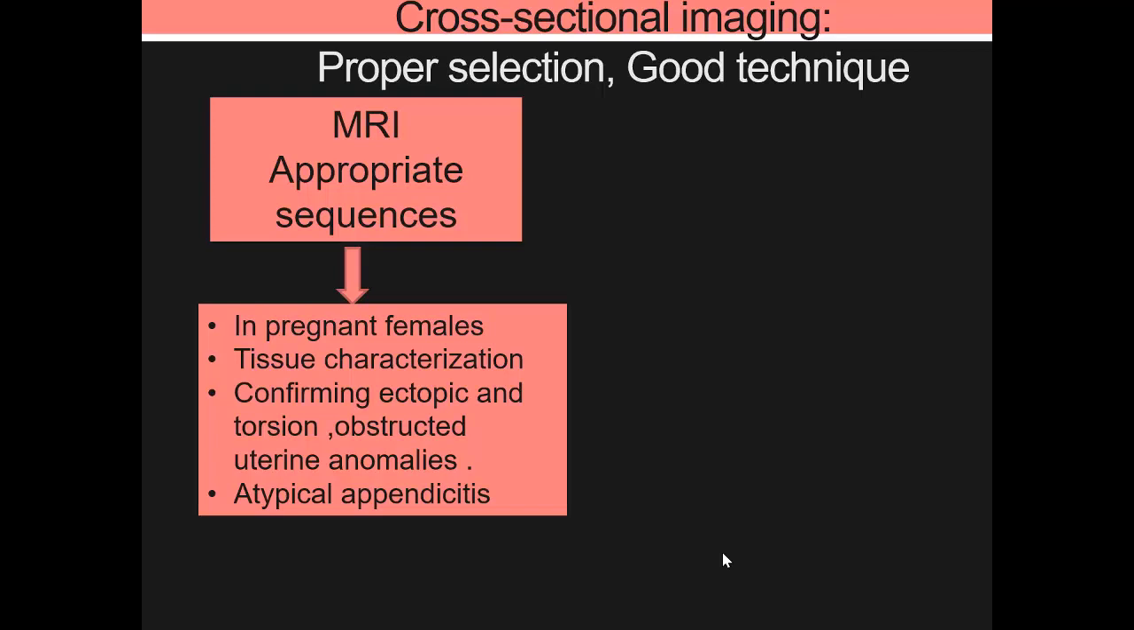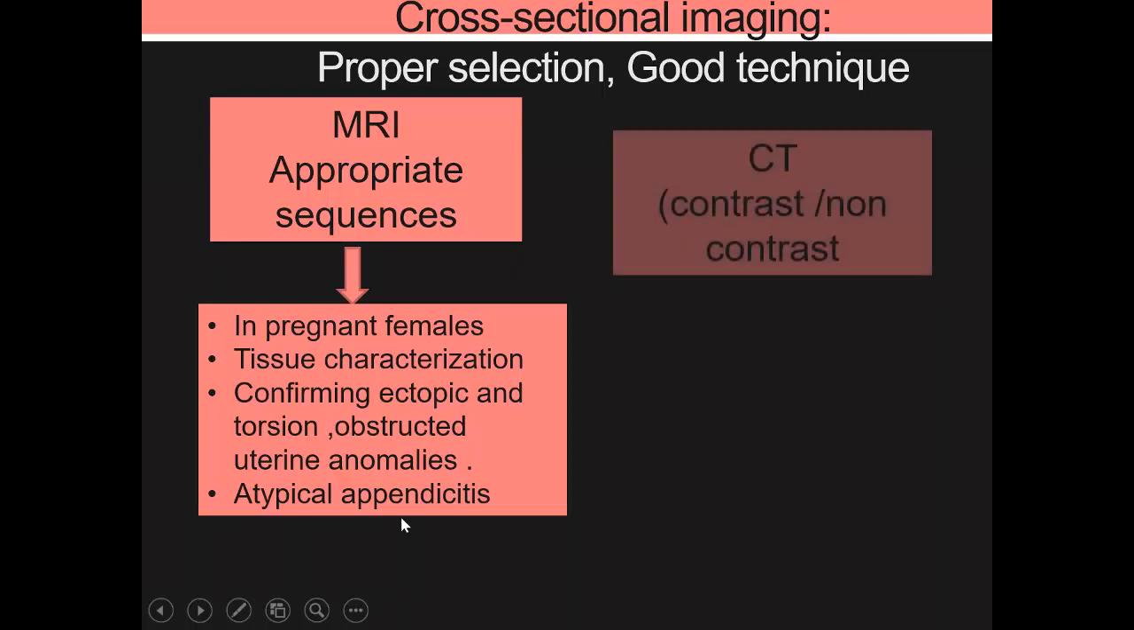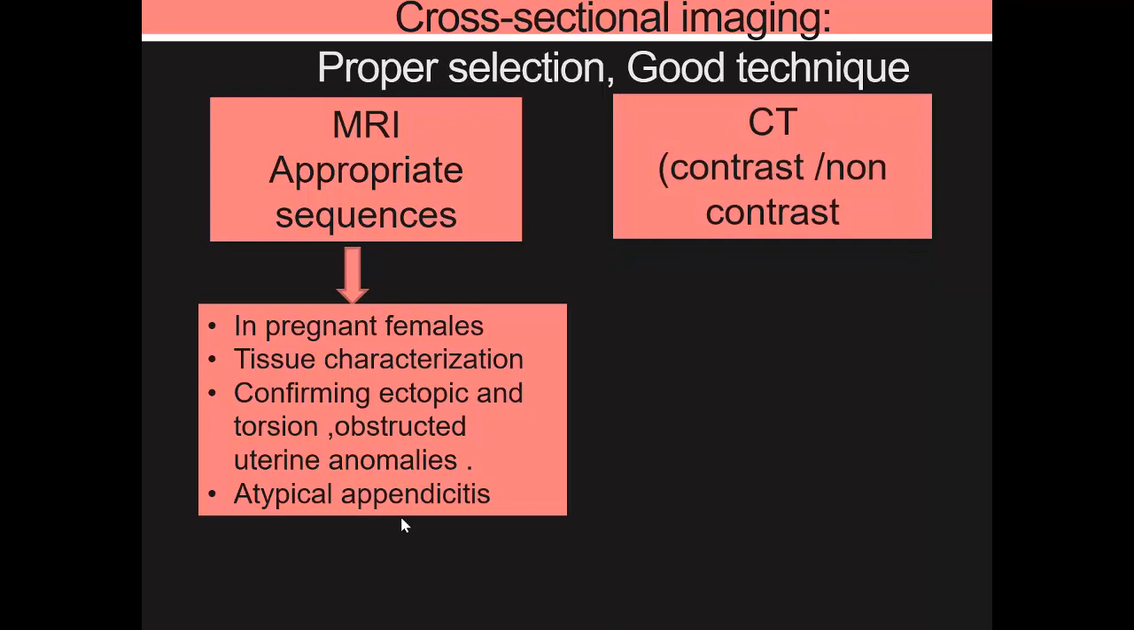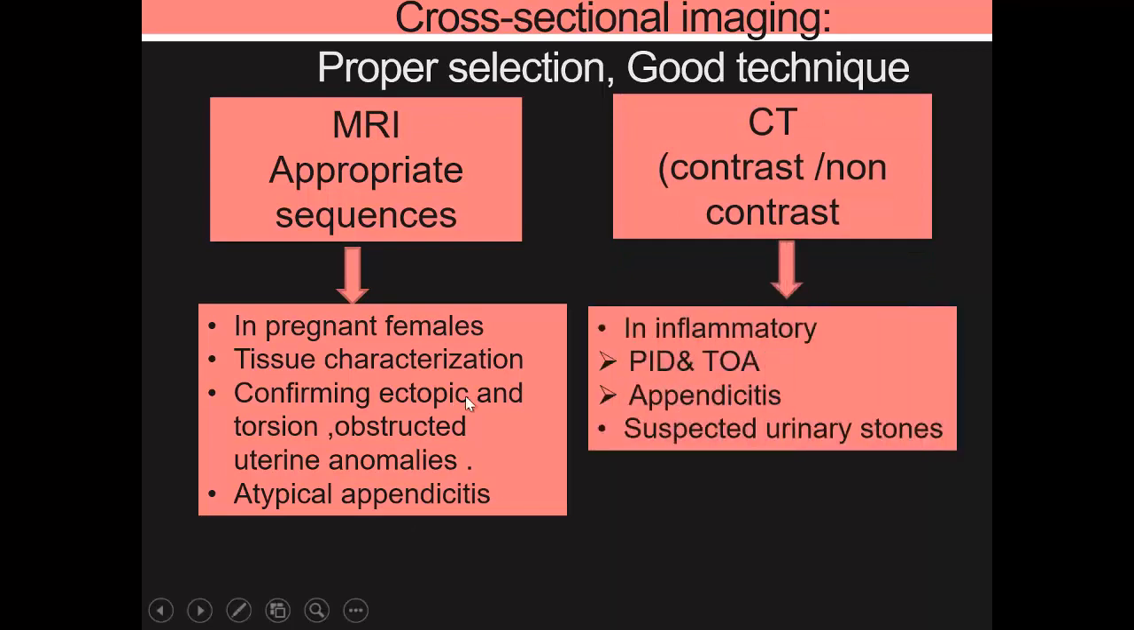Cross-sectional imaging with MRI is the appropriate sequence in a pregnant female, in tissue characterization, in confirming ectopic torsion and obstructed uterine anomaly, and in cases of atypical appendicitis or appendicitis in an atypical site. CT, either contrast or non-contrast, is needed in cases of inflammation, pelvic inflammatory disease or tubo-ovarian abscess, in cases of appendicitis, and in suspected urinary stones.